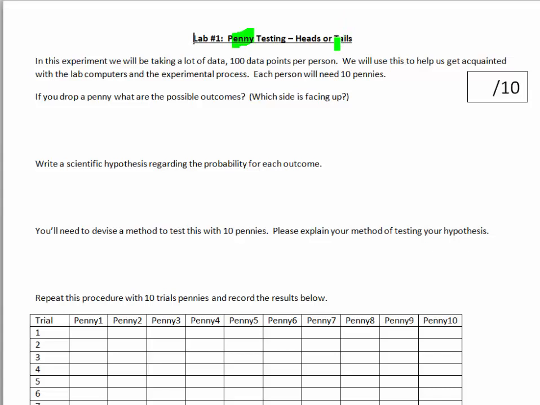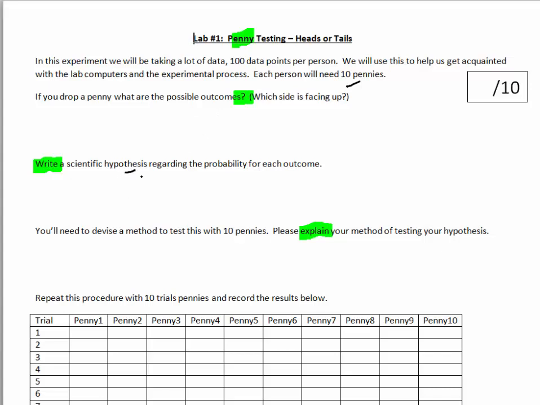Now, something about me is anytime you see a question mark, I'm looking for ink on the paper. If you see the words write or describe or explain, I'm looking for ink on the paper, and just make sure you explain it to the best of your ability. So again, what we need is just 10 pennies, something to drop them from, something to drop them on. And if you drop a penny, what could possibly happen? So go ahead and write down your prediction.